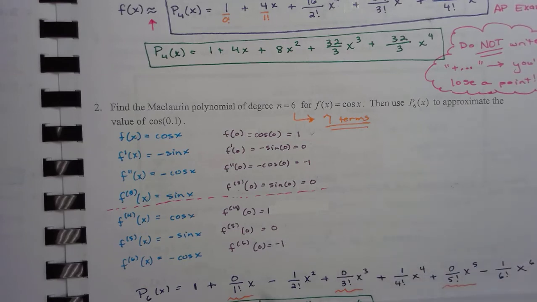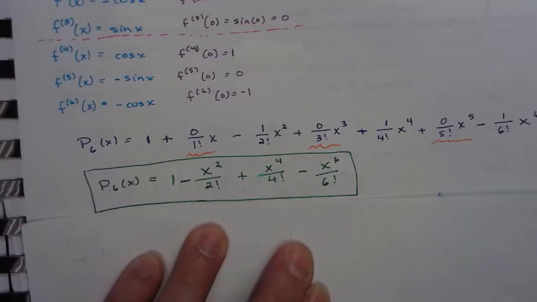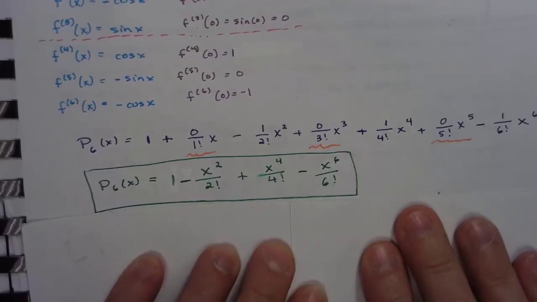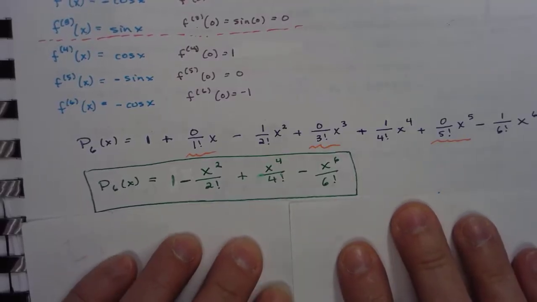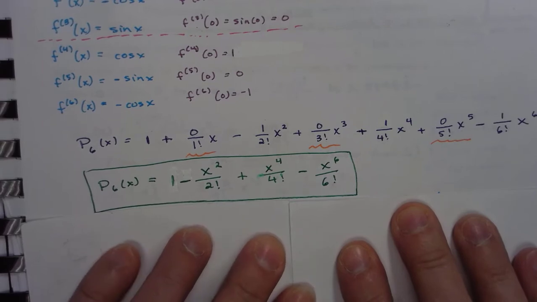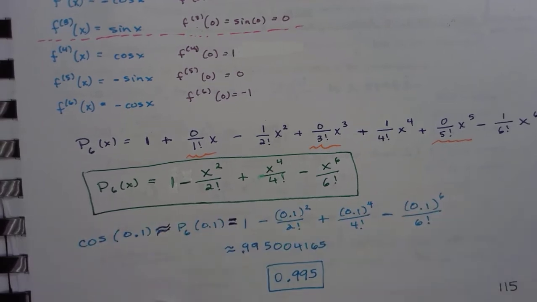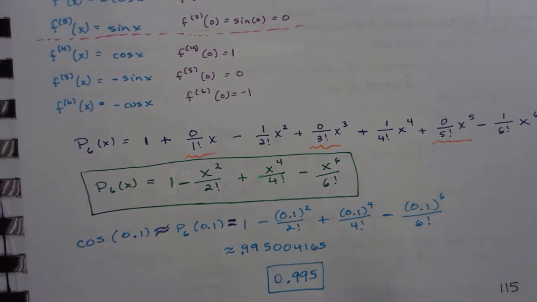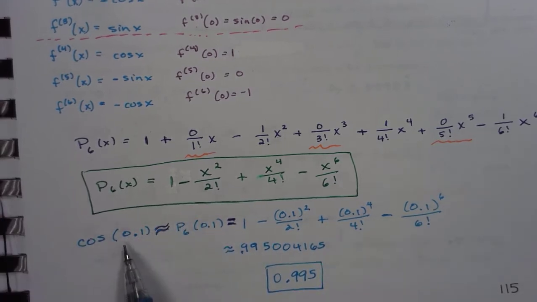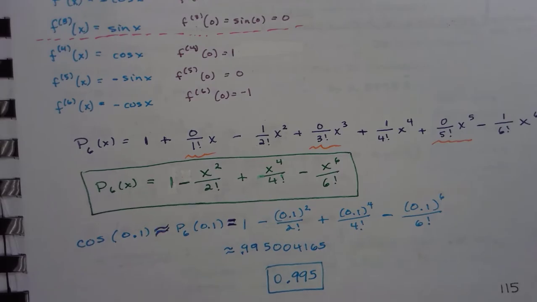Now, what do you notice? These terms with 0 are dropping out, and look at that. So what we see here is, notice, all the degree terms are even, as are all the factorials. And to evaluate at 0.1, we're just going to take cosine of 0.1, approximate using our polynomial, which equals, substituting that in, gives us this value.